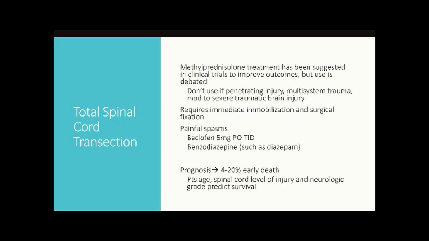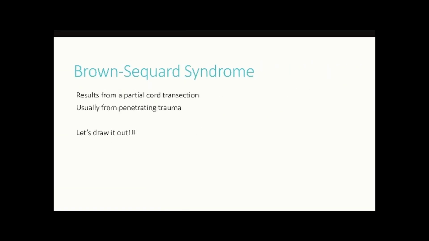Prognosis, 4 to 20% will have an early death. What factors go into that is the patient's age. Obviously, the extremes, very, very old, very young. The level of the spinal cord injury. Lower level ones, lumbar, better prognosis than a cervical one. There's less involvement, more things you have to worry about with a cervical and up. And obviously, what's their neurological status after everything is calmed down? Tells you what their prognosis is like.